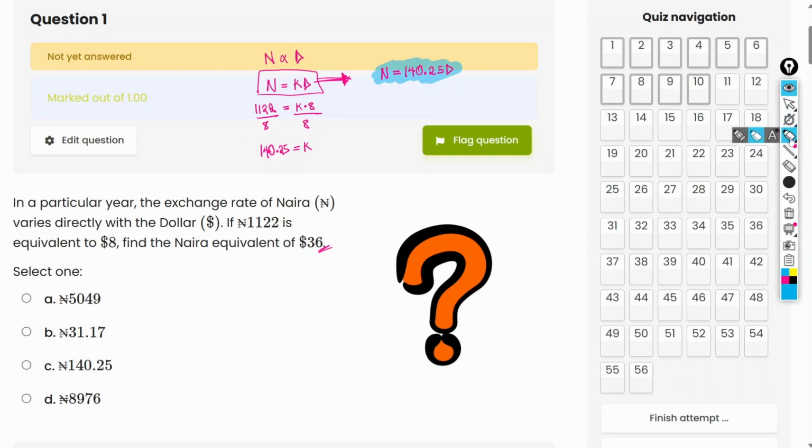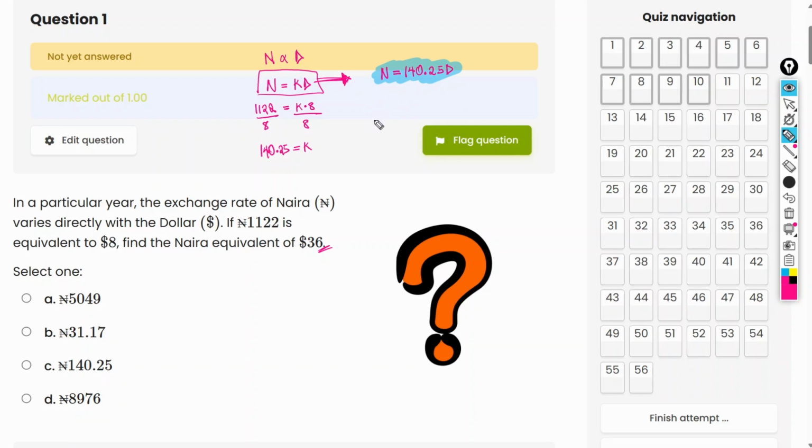So again, the first thing you do is write out the variation relationship, then you get your equation out of it by introducing your constant of proportionality. They will usually give you a scenario. You use that scenario to solve for the constant of proportionality, and then you sub that back in to get your standard relationship, where K has been dropped. Now, using that, we can solve for anything.